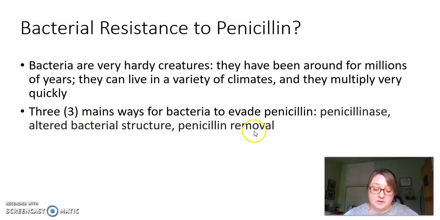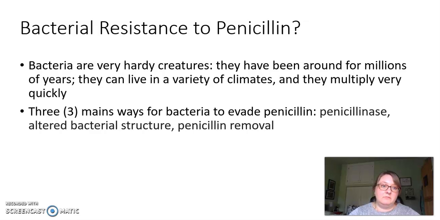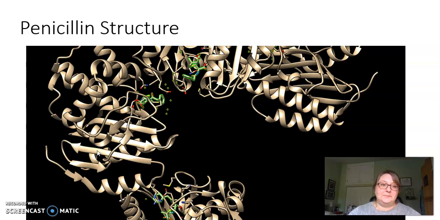And then penicillin removal. Bacteria have efflux pumps that are used to release substances from the cell, and the repurposing of some of these pumps can allow the cell then to dispose of the penicillin and not be killed. So there's many ways that bacteria have figured out a way to evade medical science.